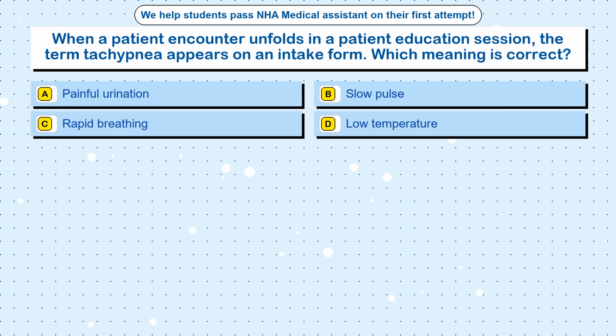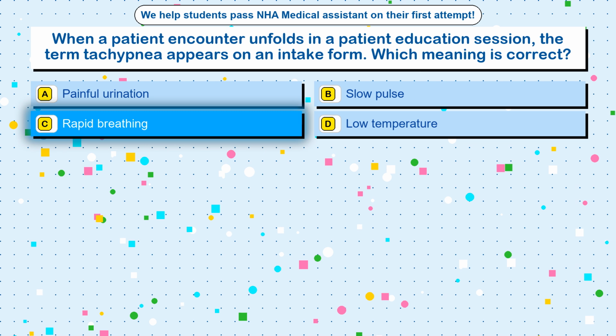Question 19. Which action protects privacy when preparing a new patient for an examination? Option A, leave the door open for convenience. Option B, discuss the visit loudly in the hallway. Option C, ask another patient to assist. Option D, provide a drape and close the door. The correct answer is option D.